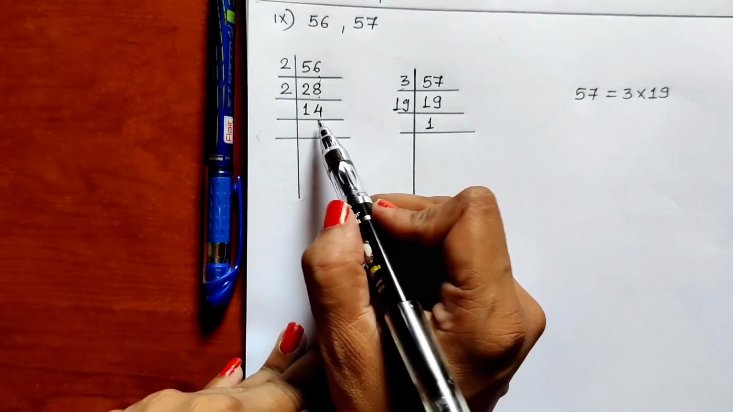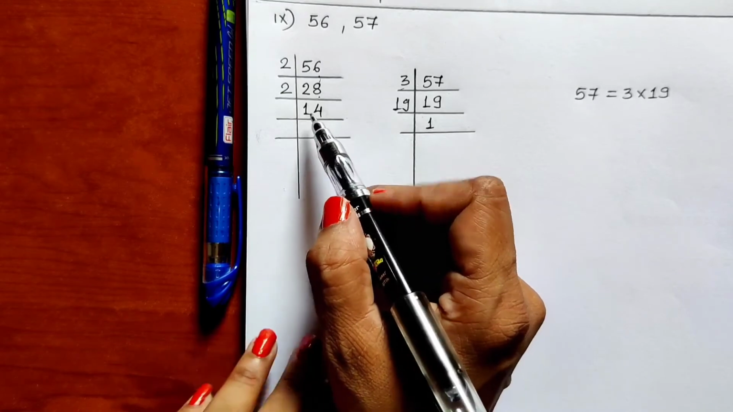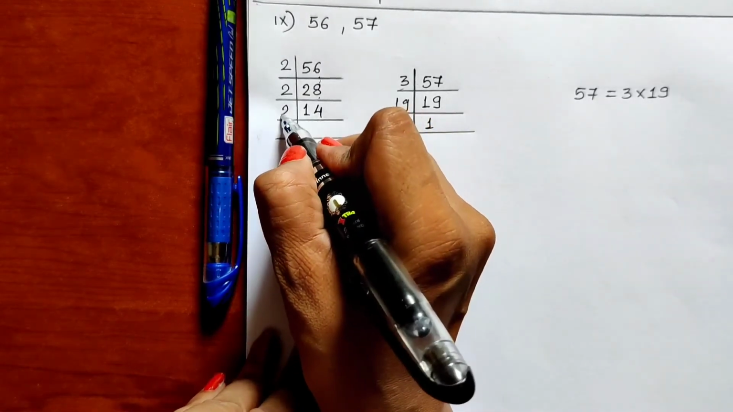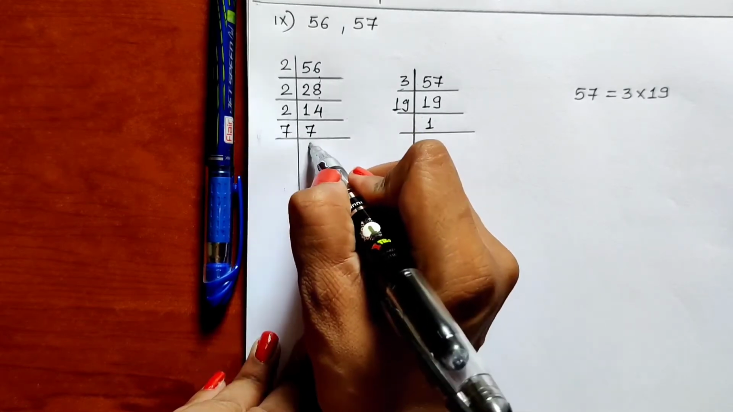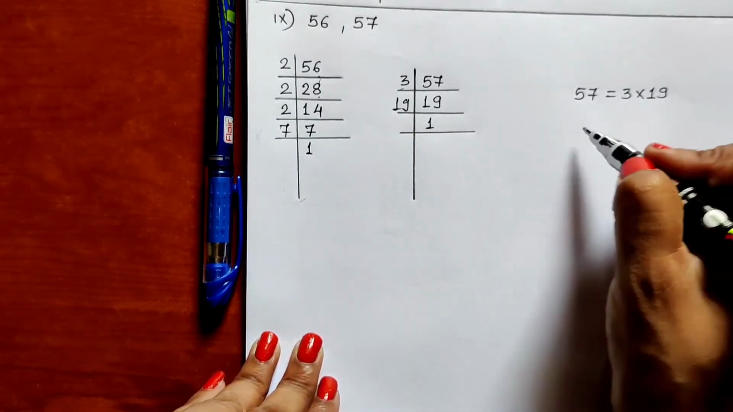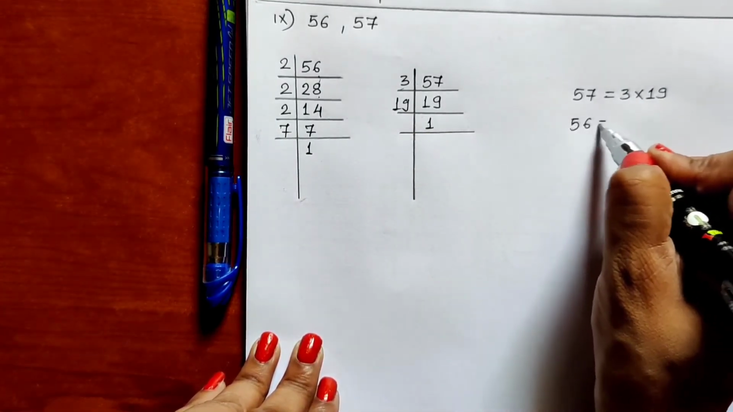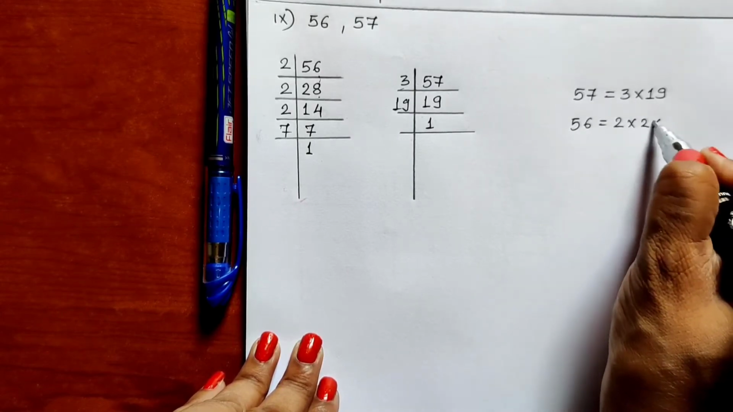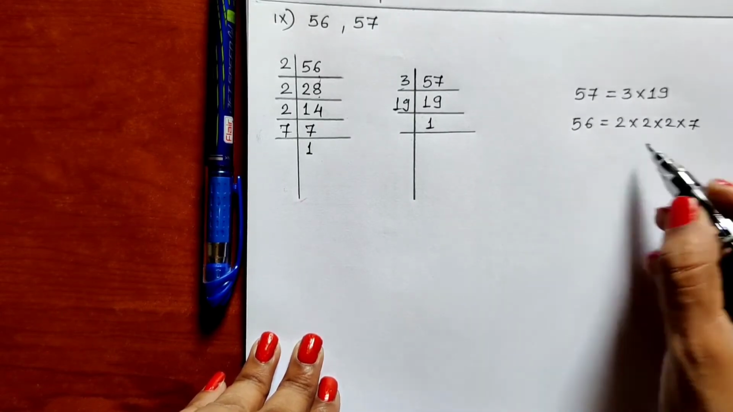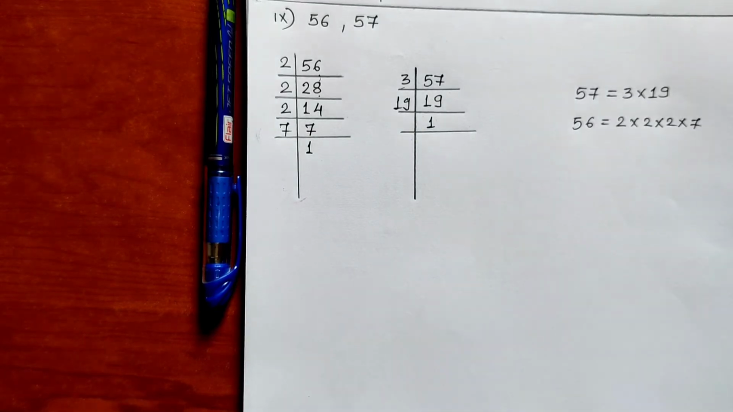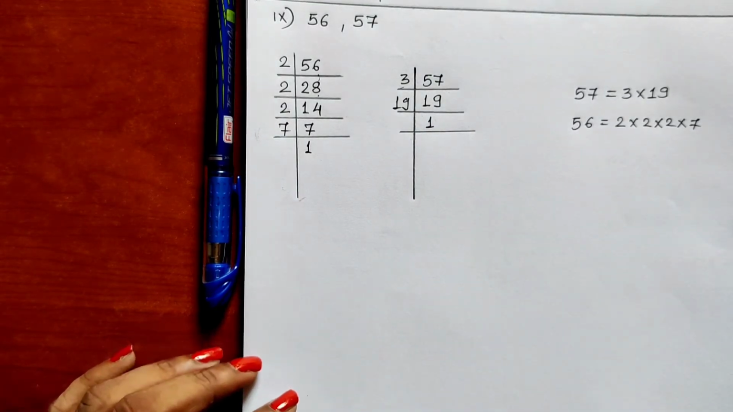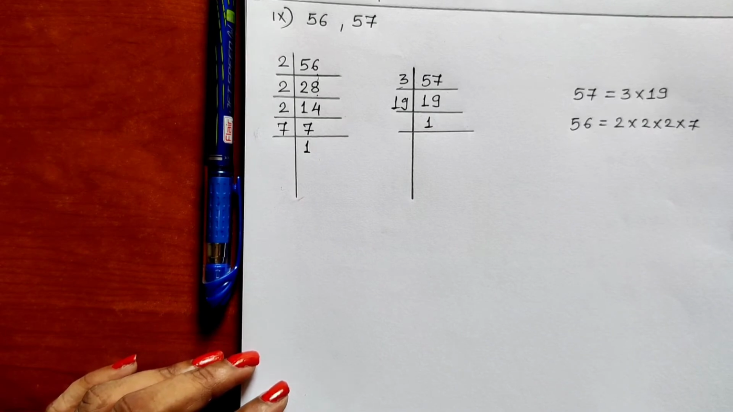Again 4 is there in the unit place. 14 is there. It is divisible by 2. 2 7s are 14. 7 is prime number. 7 ones are 7. So 56 prime factors are 2 into 2 into 2 into 7. 2 2s are 4, 4 2s are 8. 8 7s are 56.